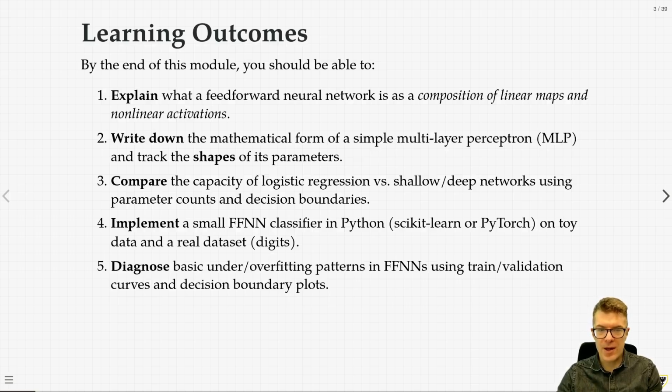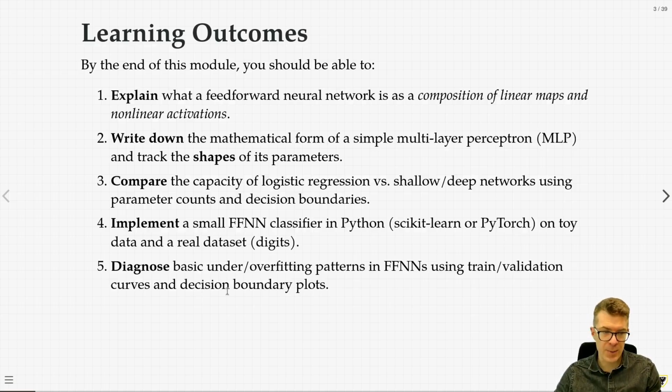You'll be able to compare the capacity of logistic regression versus shallow and deeper networks using parameter counts and decision boundaries. You'll be able to implement a very simple feedforward neural network classifier in Python, basically in scikit-learn, although I'll point to some PyTorch libraries at the end. And we're going to use some toy data sets today.